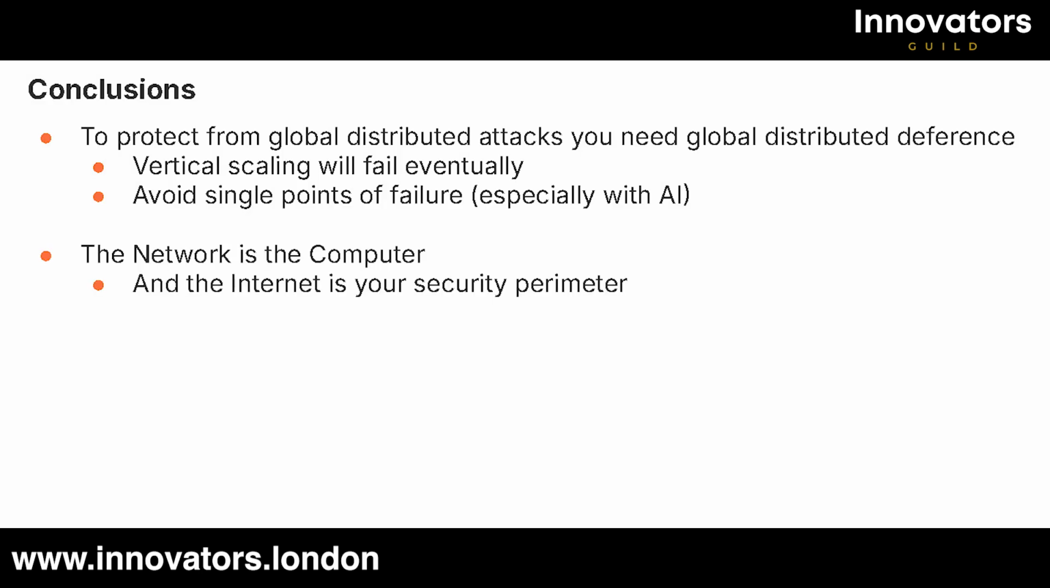The network is a computer now, so you cannot rely on traditional castle and moat security defenses like blocking by IP addresses or by some other network things, because the internet is your security perimeter. Users can be anywhere in the world, your customers can be anywhere in the world, they can be bots or humans, and you have to accommodate all of that.